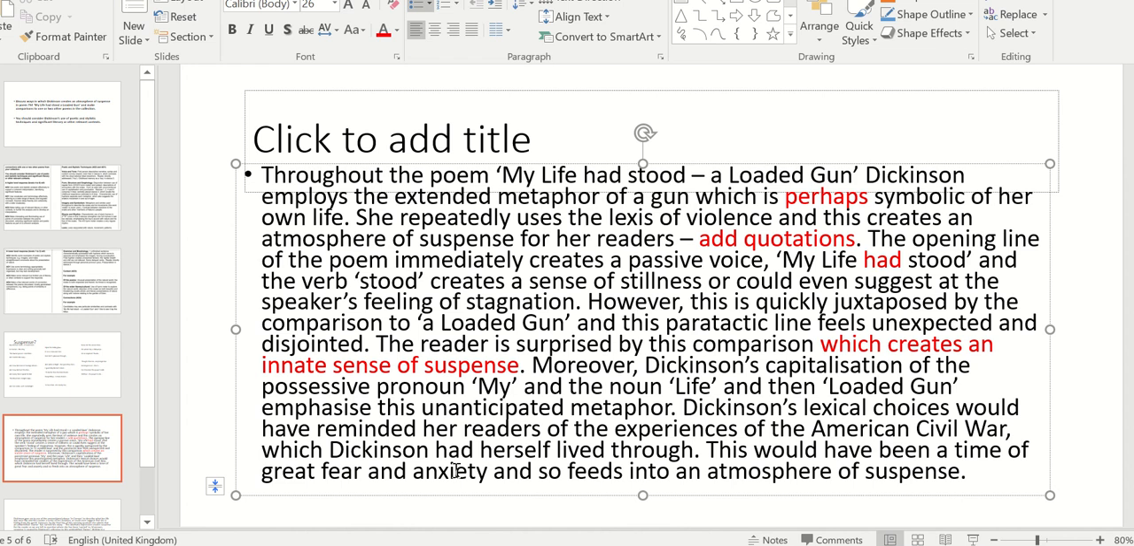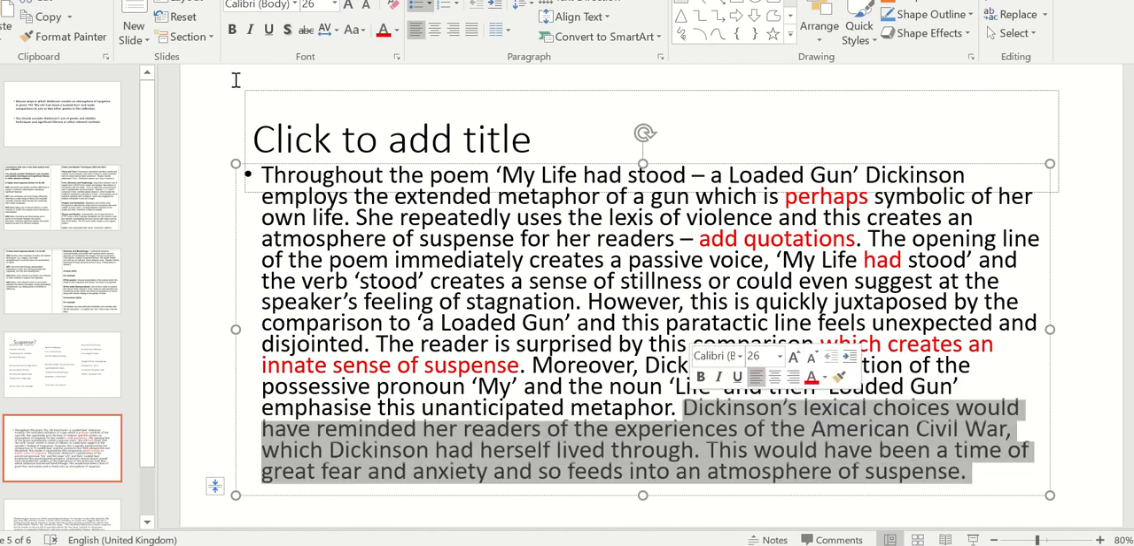Moreover, Dickinson's capitalisation of the possessive pronoun "my" and the noun "life" and then "loaded gun" emphasises the unanticipated metaphor. Dickinson's lexical choices would have reminded her readers of the experiences of the American Civil War, which Dickinson herself lived through. This would have been a time of great fear and anxiety, and so feeds into an atmosphere of suspense.